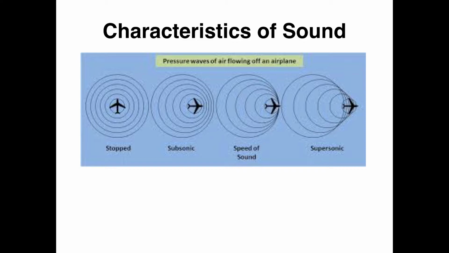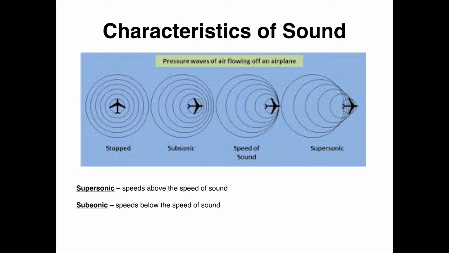Okay, now let's talk about some other phenomenon that can occur with sound waves. And one is shown here with an airplane that travels at various speeds. And these various speeds are defined in different ways. So the first one, or the one that's most interesting, is called supersonic, and that's when something travels faster than the speed of sound, shown on the right here. Subsonic is when you're below the speed of sound, which is the second from the left. And in the middle, or the third from the left, is when it travels at the speed of sound.